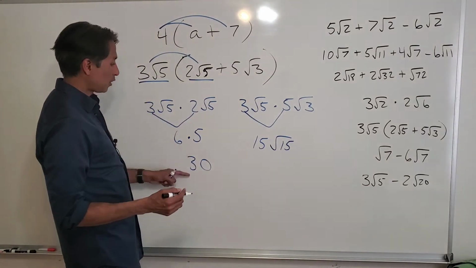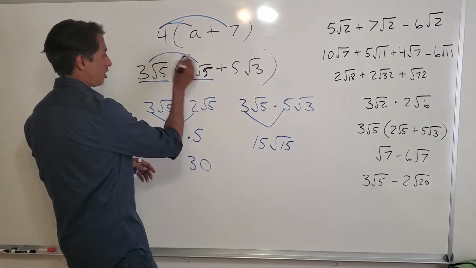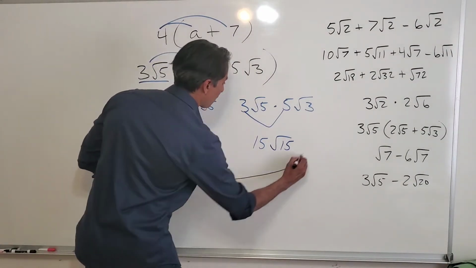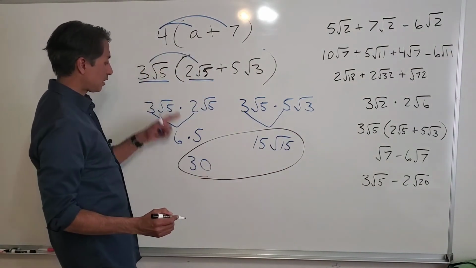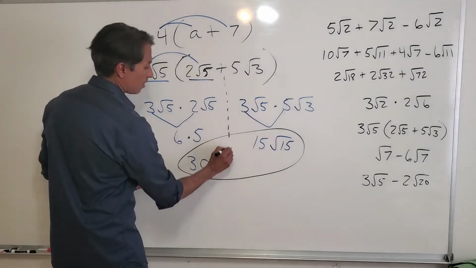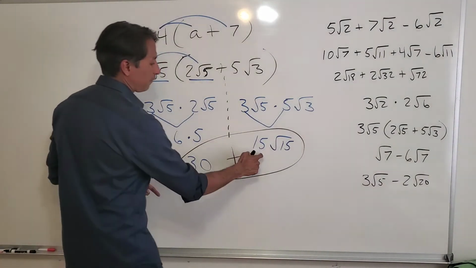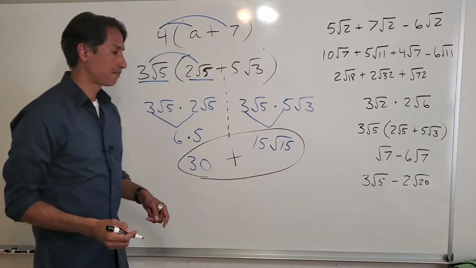So I have my first part, right? This is a binomial. I distributed. So my answer is that. Okay, my answer is 30 plus 15 square root 5.